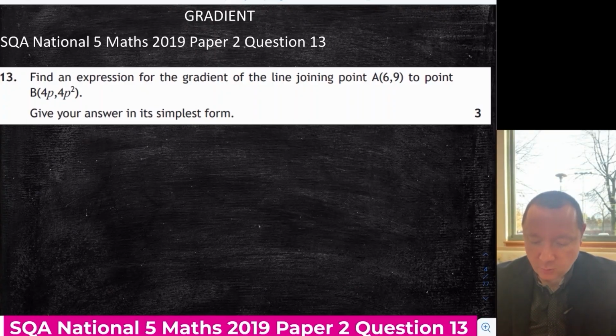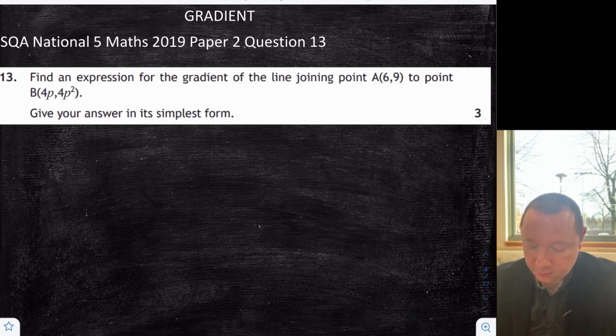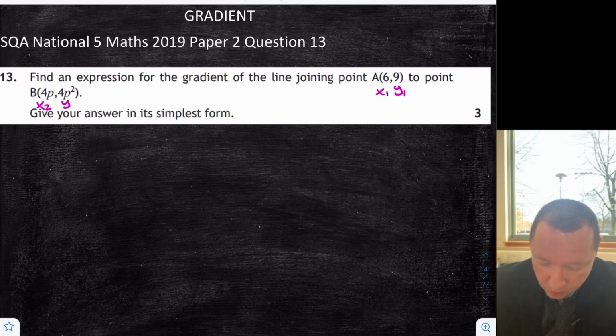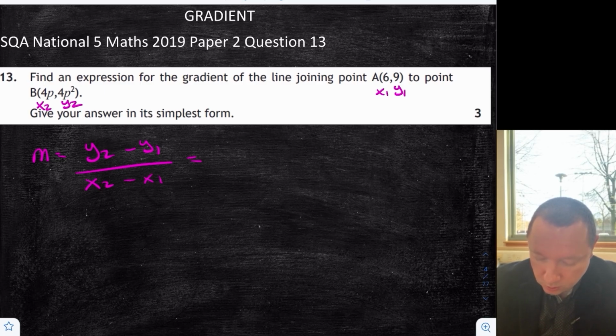SQA National 5 Maths 2019 Paper 2 Question 13 on gradient. Find the expression for the gradient of a line joining A (6, 9) to the point B (4p, 4p squared). Give your answer in its simplest form. Don't worry if it was algebra in this question. You can still just do it using the gradient formula and you'll just have an algebraic answer. So A is x1 and y1, and then we've got x2 and y2. So M is y2 minus y1 over x2 minus x1, which equals 4p squared minus 9 on the top, and x2 is 4p minus 6 on the bottom.